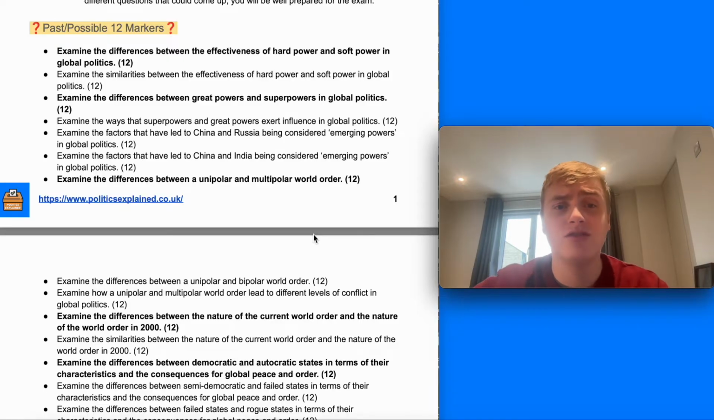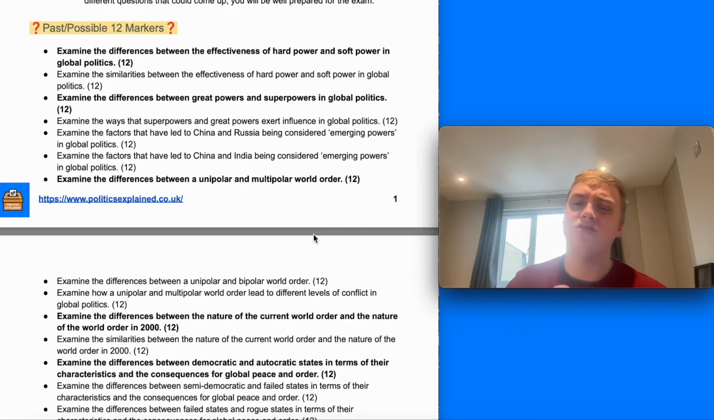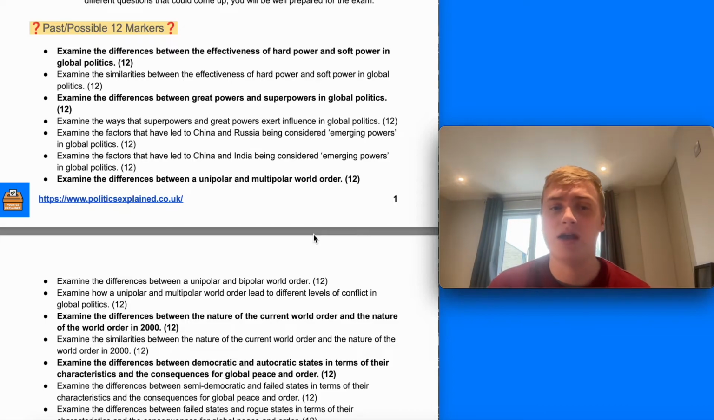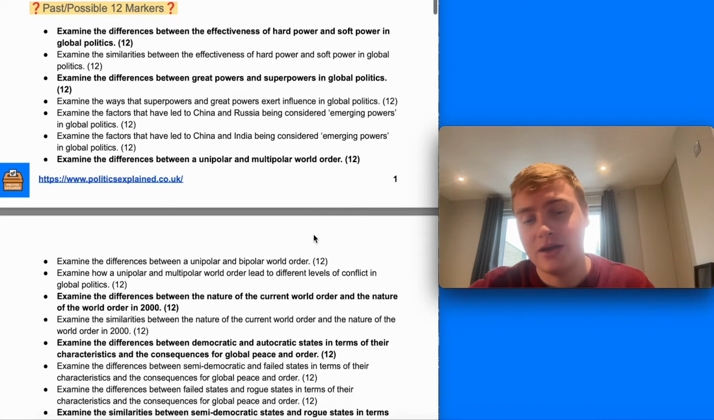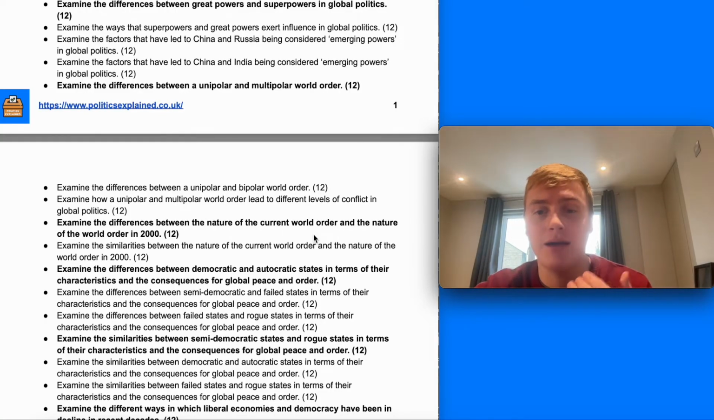In terms of the 12 markers that could come up on this specifically, I think it's quite simple. I think it's most likely to ask for the differences between the effectiveness of hard power and soft power in global politics. Similarities would be a really difficult question, so I think that's quite a clear one for this topic in terms of a 12 marker that could be asked, that you should definitely plan before the exam.